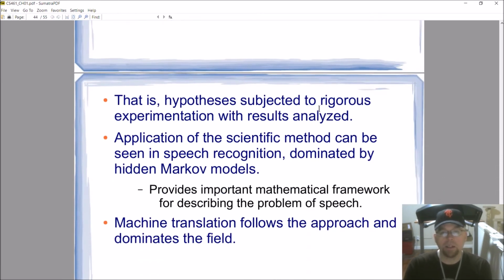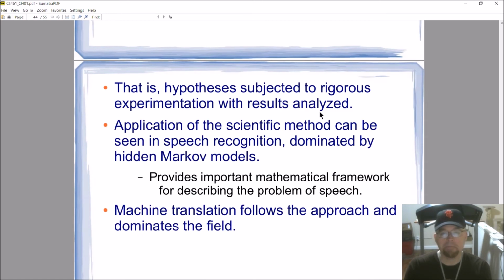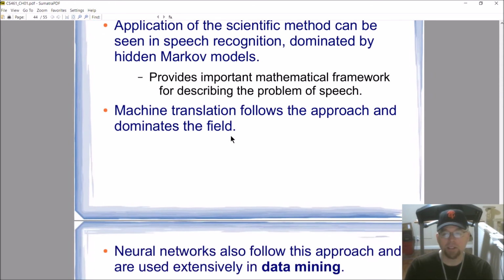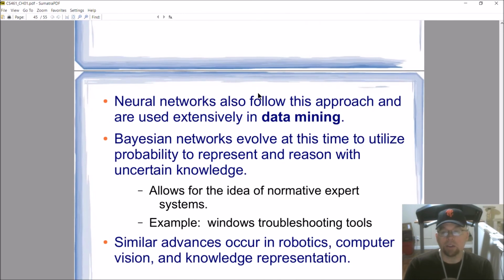Okay, let's see, what else do I want to say here? The scientific method was applied to speech recognition and machine translation. That's also following the scientific method, and it's dominating the field. Neural networks, again, same kind of thing, used extensively. Neural networks now are pretty much dominating data mining, right? Working with big data. Bayesian networks are really evolving at this time, and those are important because they allow you to chain together uncertainties to make yourself a decision, right?